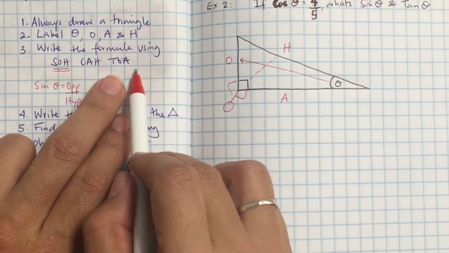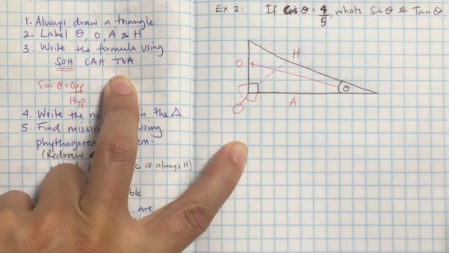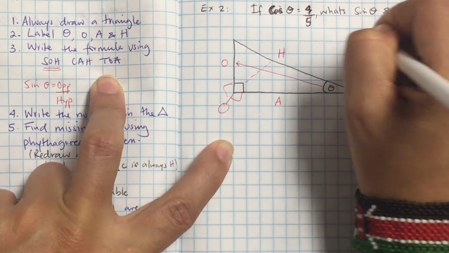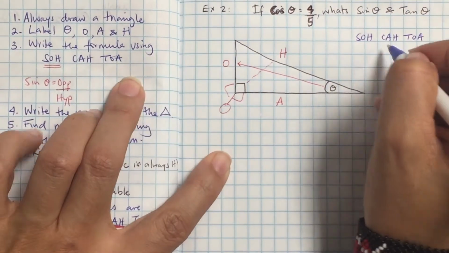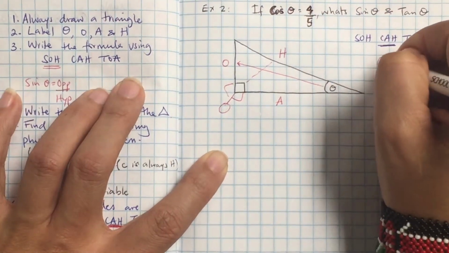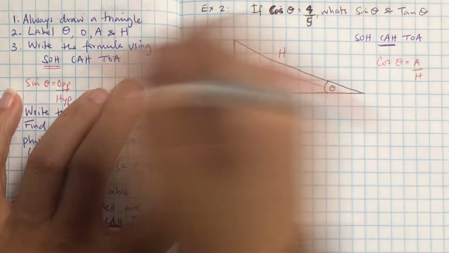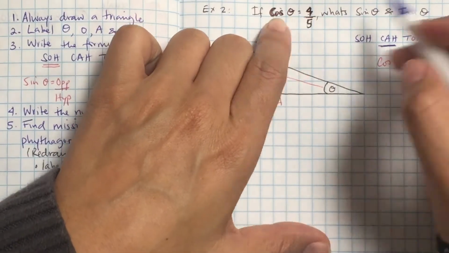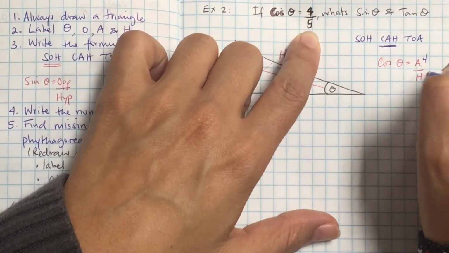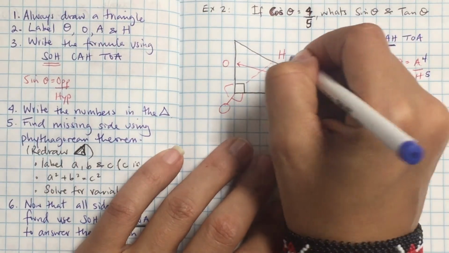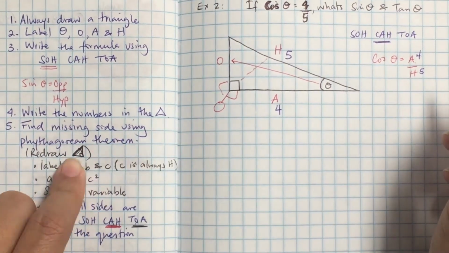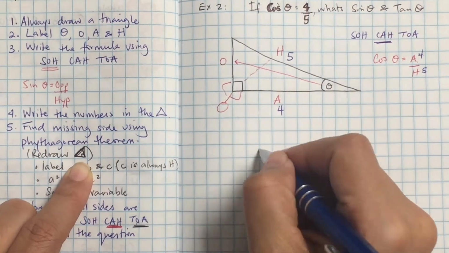So I'm going to write out Sohcahtoa so I can figure out what cosine of theta is. And cosine, because that's what we're given, cosine is A over H. That means it has to be written as A over H. So A is 4, and H has to be the bottom, which is 5. So now label that. A is 4, H is 5. So now we're going to use Pythagorean Theorem to find what O is, the final side.